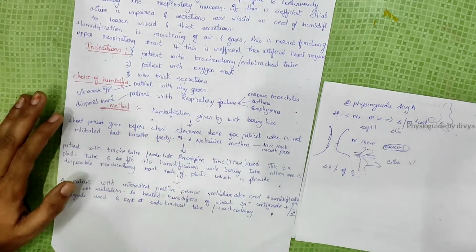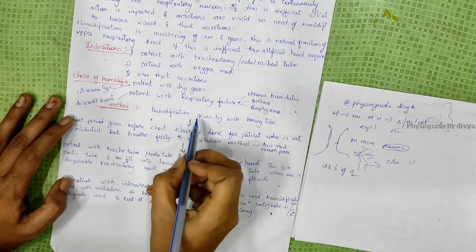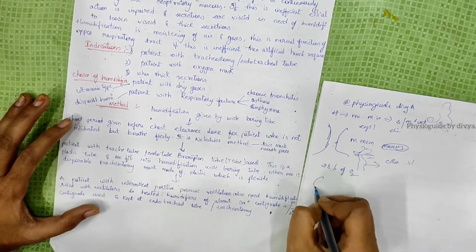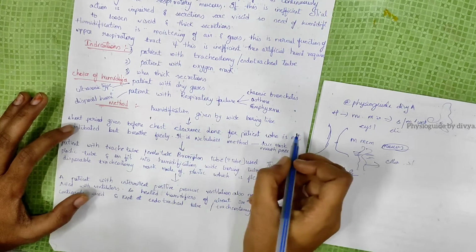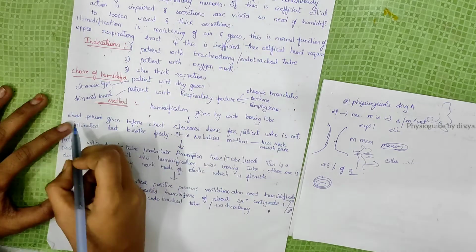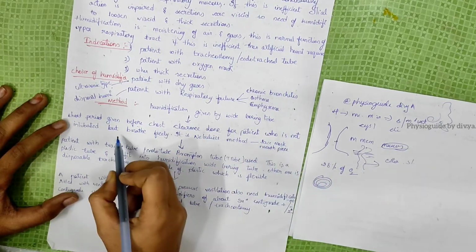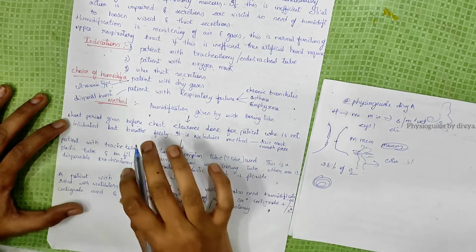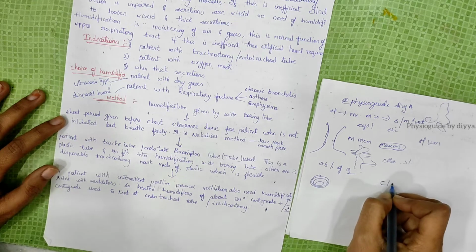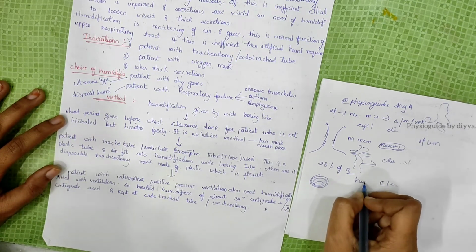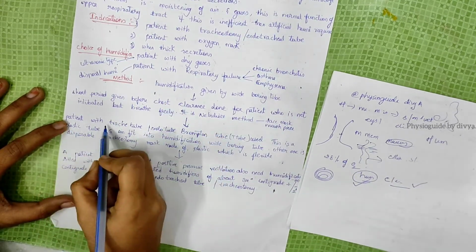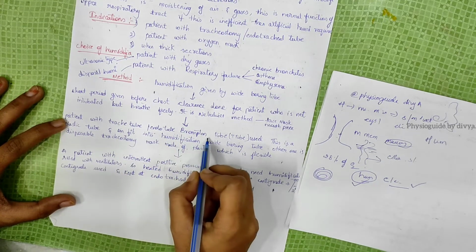Now, what are the methods in humidification? Firstly, humidification is given by a wide bore tube. A short period of humidification is given before chest clearance for a patient who is not intubated but breathes freely. This is a nebulizer method. Before giving chest clearance, we give a short period of humidification because it works properly, so that chest clearance will be easy for them. And for the patient with a tracheostomy tube, a Brompton tube is used.